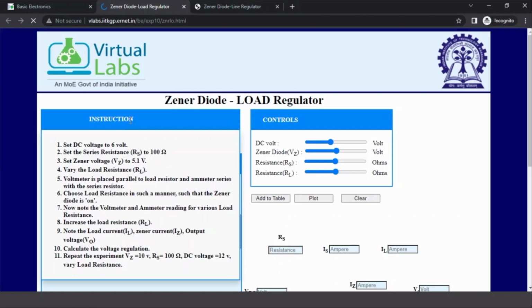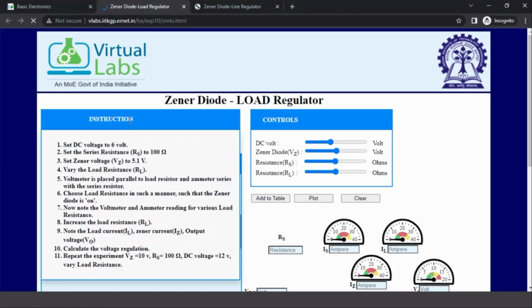Okay, and the voltmeter is placed across the load resistor to find out the load voltage, and the ammeter is in series with that. You need to choose the load resistance in such a way that the Zener diode is on. That means for a range of values of RL, we have seen RL minimum to RL maximum, if there is a value of this load resistance in this range, the device will be in the breakdown region and it will work as a regulator.